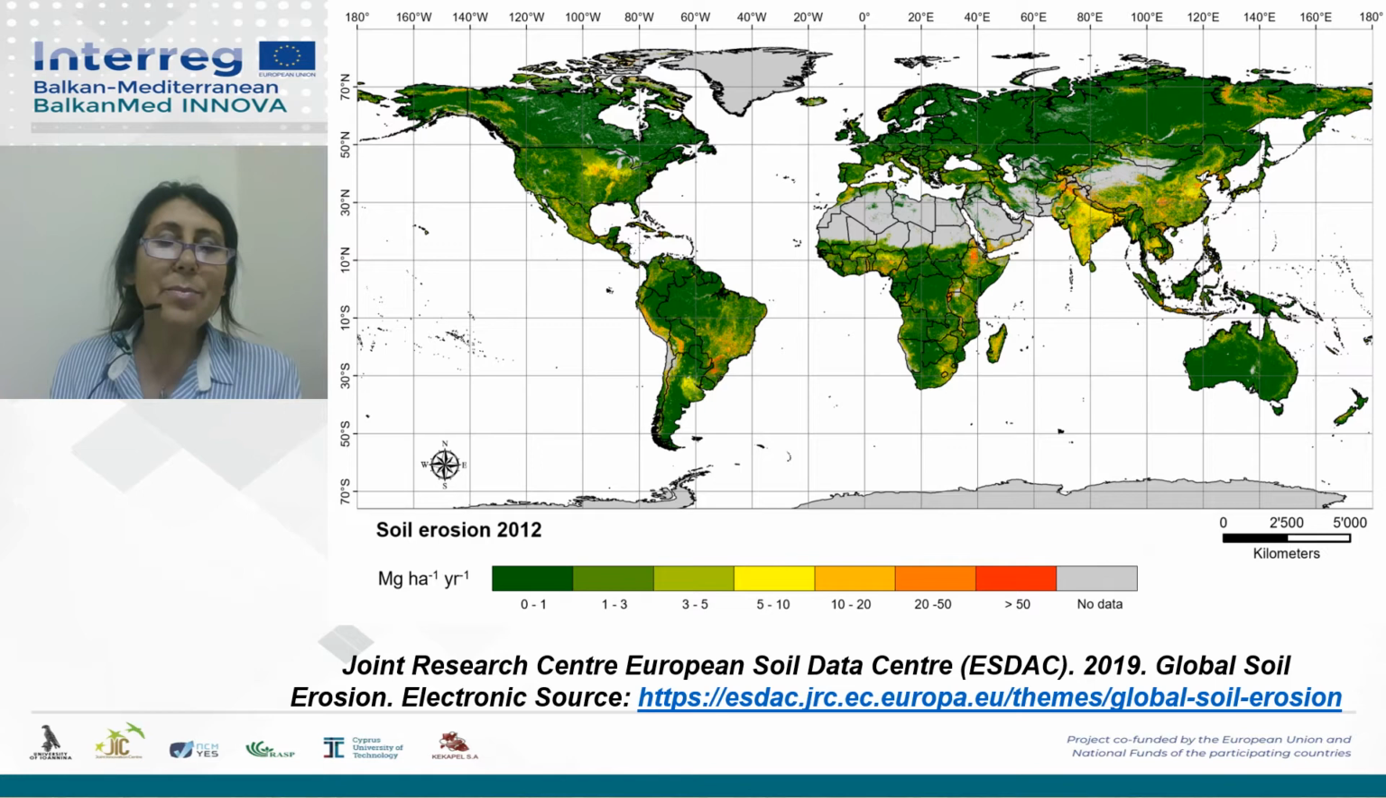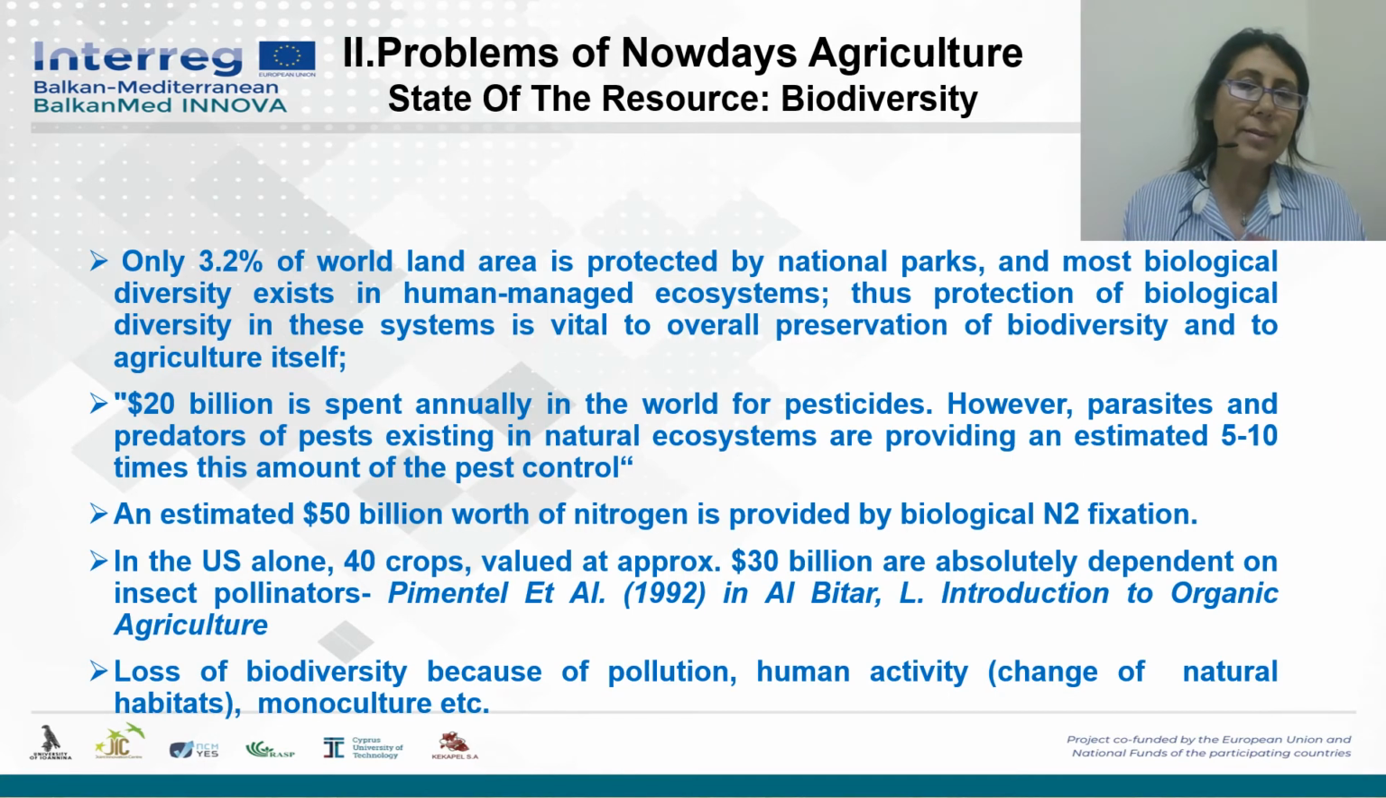Now again in this map, I'm trying to show you the erosion at world level. This refers to 2012. Now let's look at the biodiversity. The biodiversity loss now in the agriculture of nowadays is a huge problem.